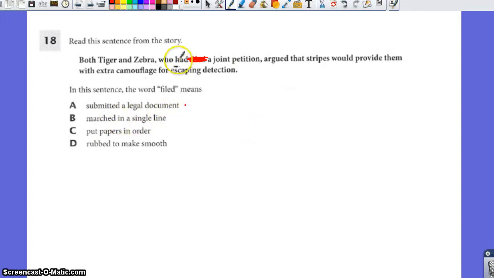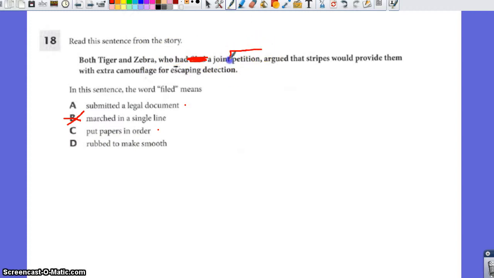Marched in a single line. Who had marched in a single line? No, that doesn't make sense. Put papers in order. Who had put papers in order, a joint petition? Maybe. Rubbed to make smooth. They had rubbed to make smooth a joint petition.